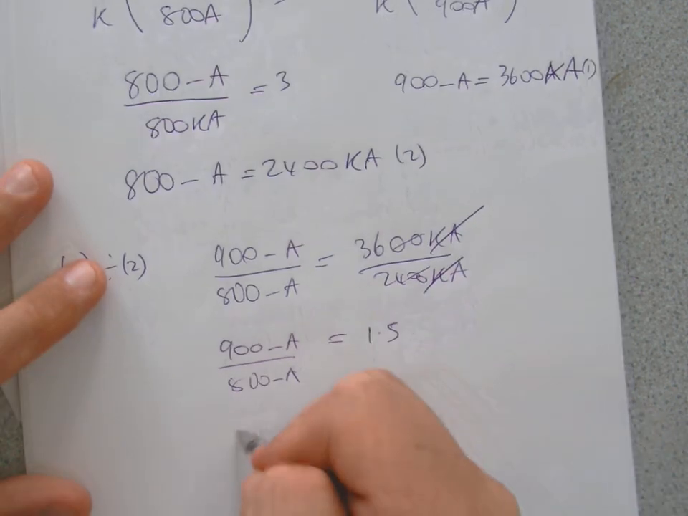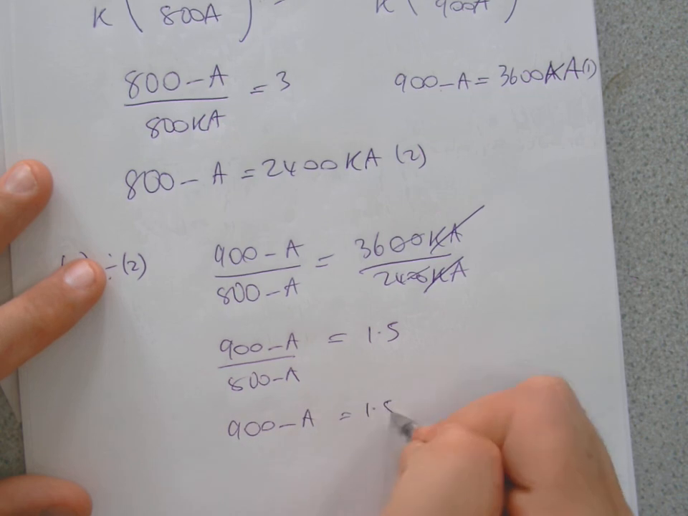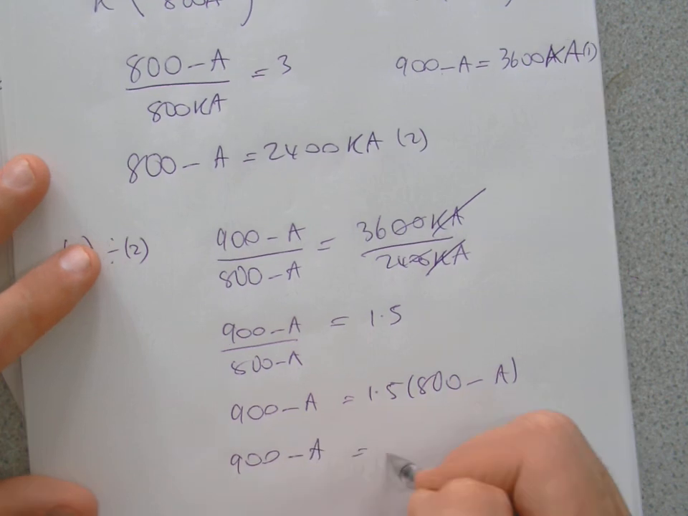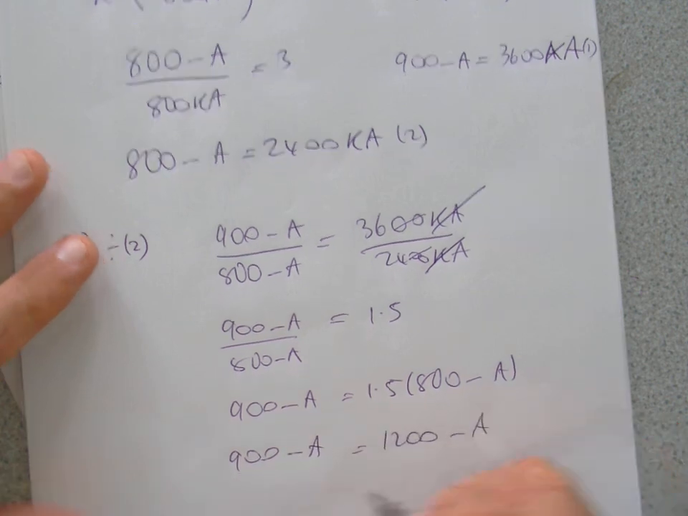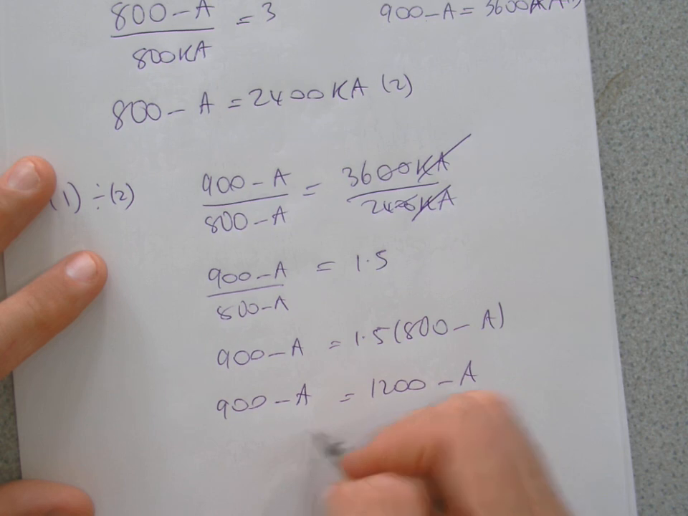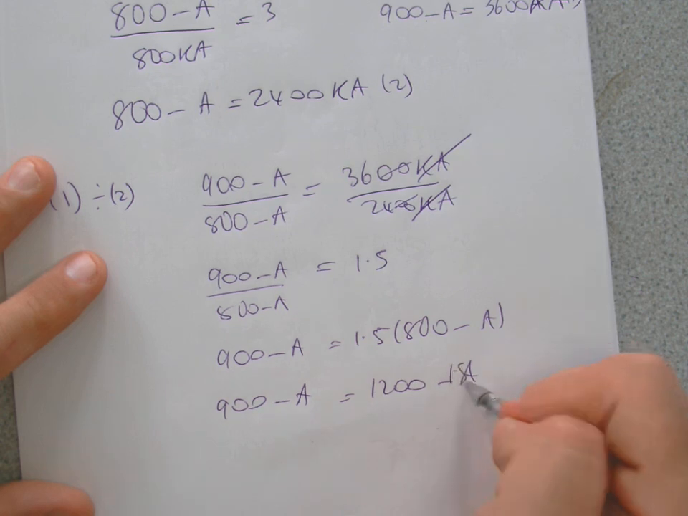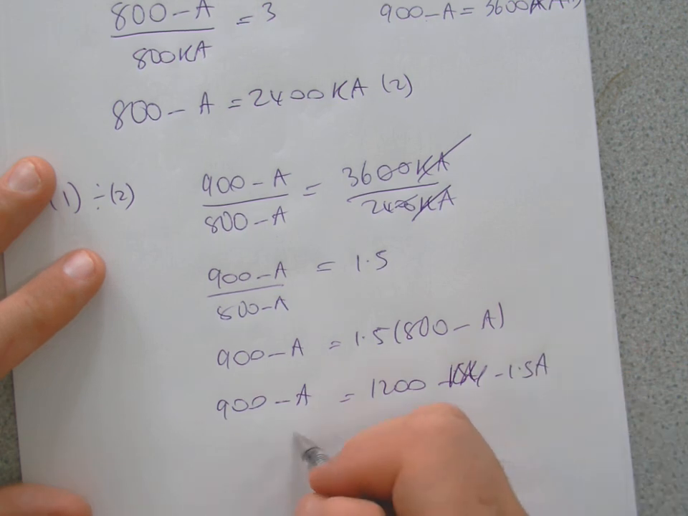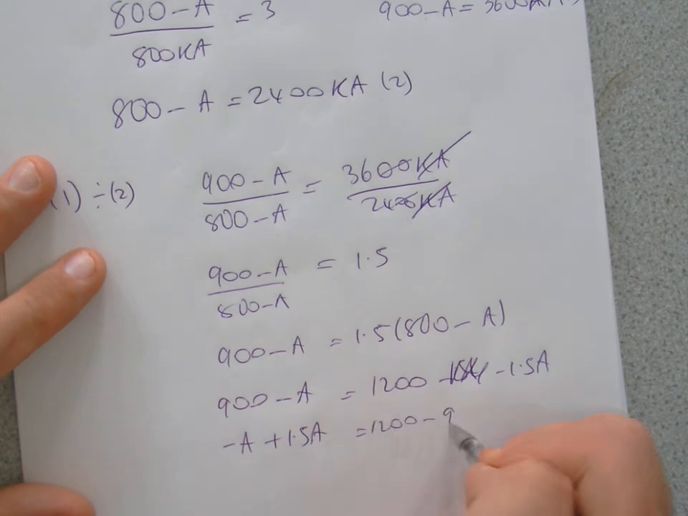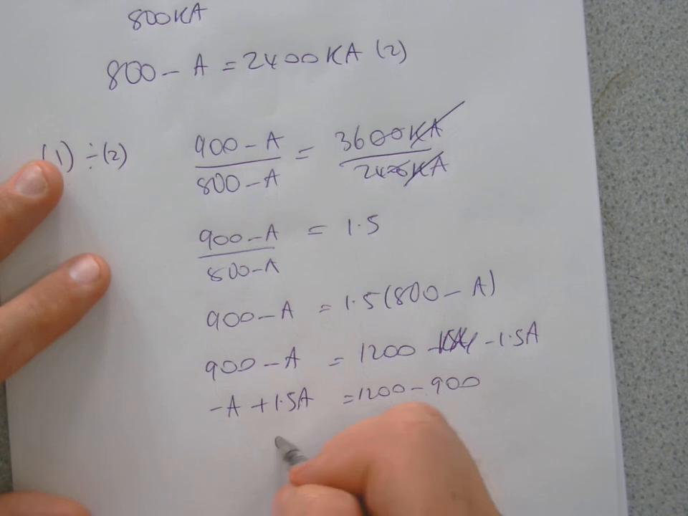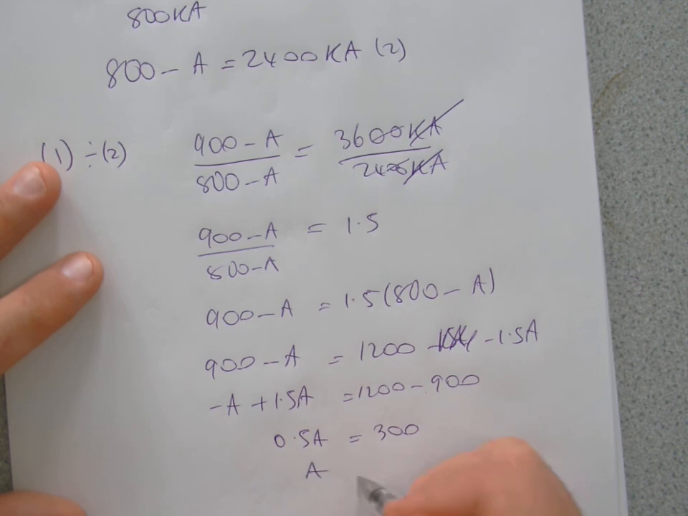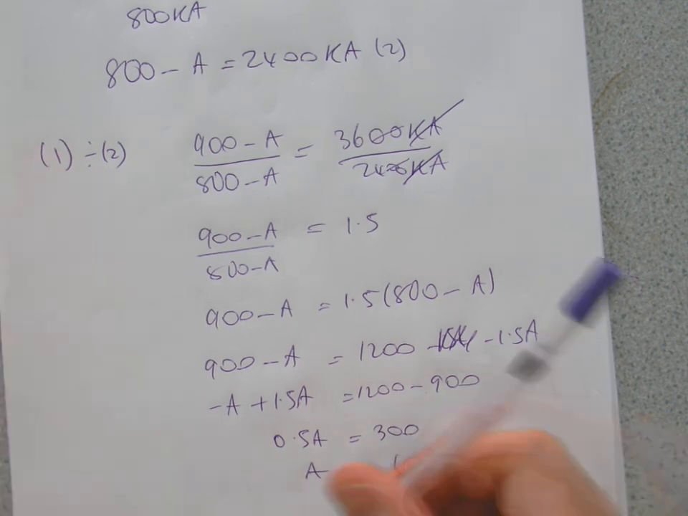Take this up there then, and you're going to get this. Oh, 1.5A there, isn't it? I missed out the 1.5. Multiply out the bracket there. So take that over the other side, so you get minus A plus 1.5A equals 1,200 minus 900. So this is 0.5A equals 300. So A turns out to be 600 when you take that 0.5 over.